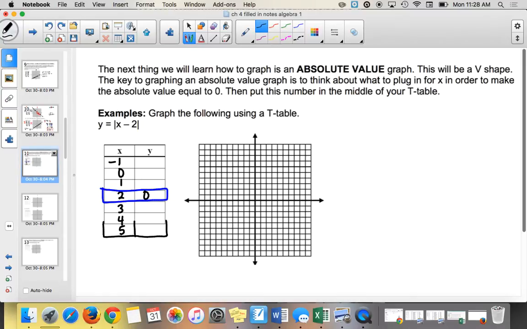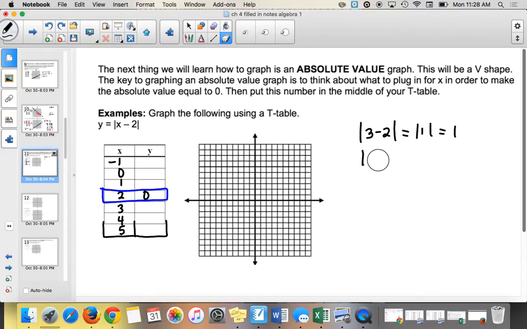So let's think about it. If I plug in 3, so if I have the absolute value of 3 minus 2, what do I get? 1, right? 3 minus 2 is 1. Absolute value of 1 is 1. What if I plug in 1? 1 minus 2 in absolute values gives me the absolute value of negative 1, which is also 1. So see what I mean by the symmetry? You'll get 1 and 1 there.